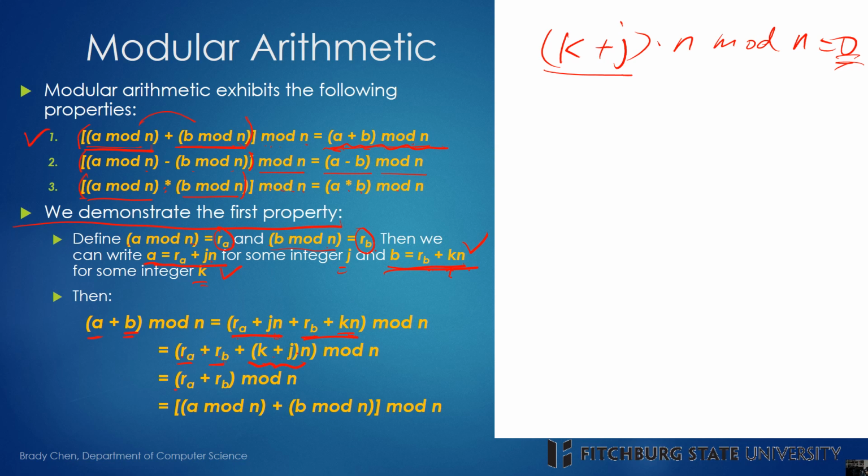Now, what is Ra? Ra is A mod n. Rb is B mod n. So now we say A plus B mod n equals A mod n plus B mod n, and then mod n. Now, we can do similar things for subtraction and for multiplication. Just keep that in mind. These three properties are so important. It's very, very important. It's basically the foundation for modern network security.